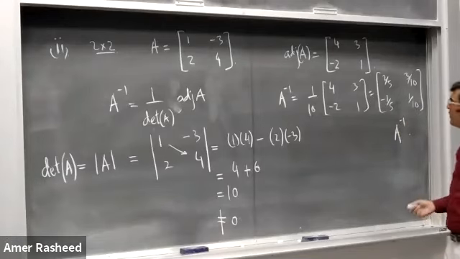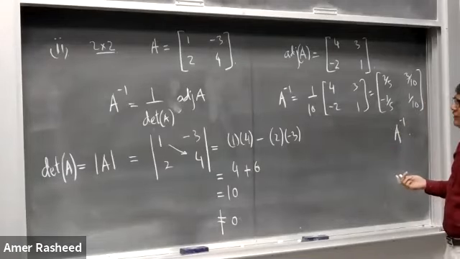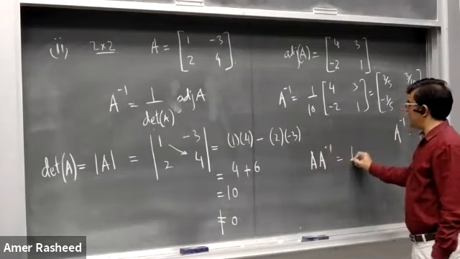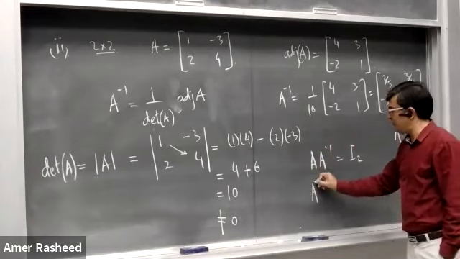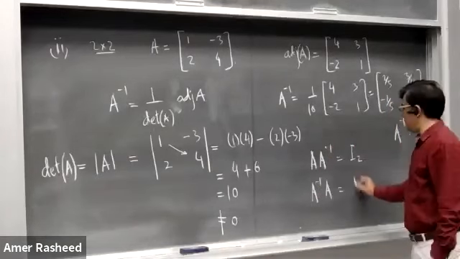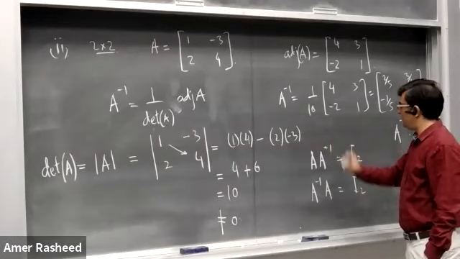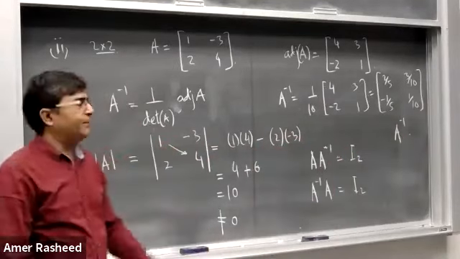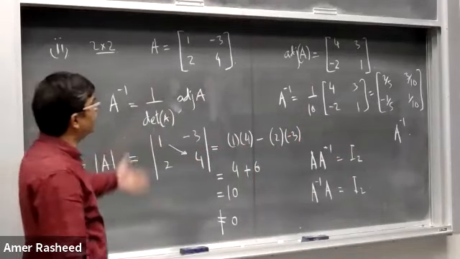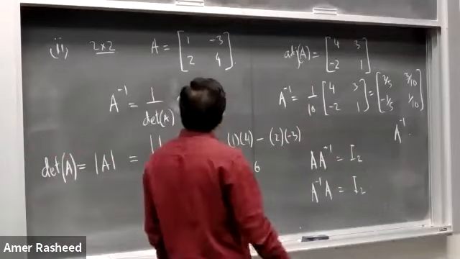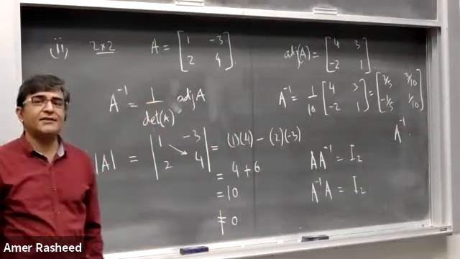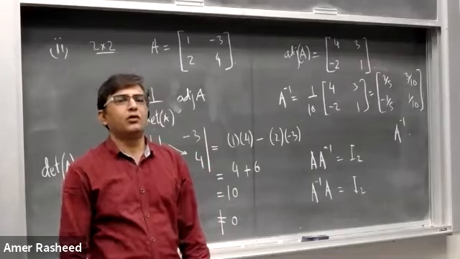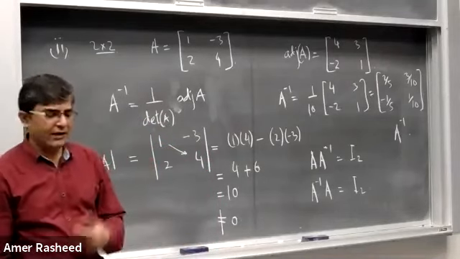Now, how can you check whether this is the true A inverse of the given matrix? You can multiply A into A inverse. You should get the identity matrix of order 2, or you multiply A inverse with A and you get the identity of order 2 again. So this is the basic definition. Now we are going to generalize these things for matrices of higher order, meaning 3 cross 3 matrix, 4 cross 4, 5 cross 5, or 10 cross 10, or whatever.